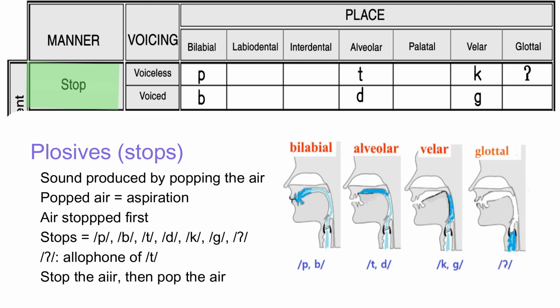For the pa, ba pair, the stop happens at the lips. For the ta, da pair, the stop happens at the tooth ridge, which is also called the alveolar ridge. For the ka, ga pair, the stop happens at the velum. And for glottal stop, the stop happens at the glottis.